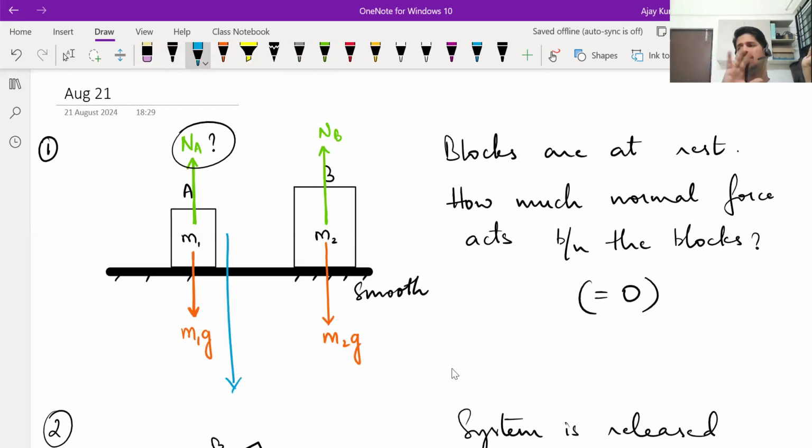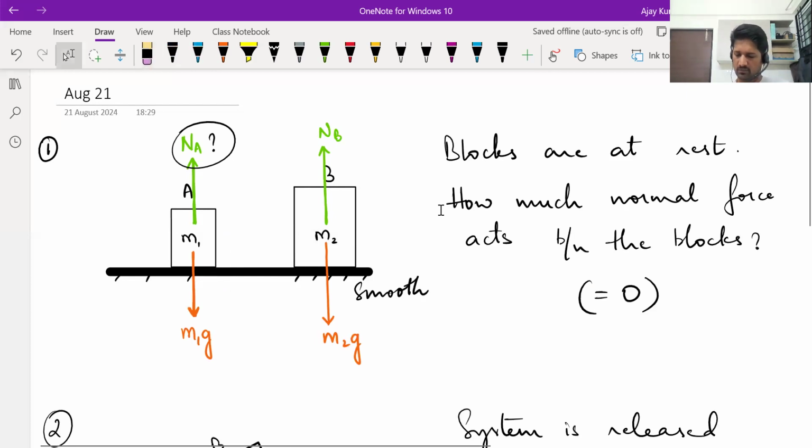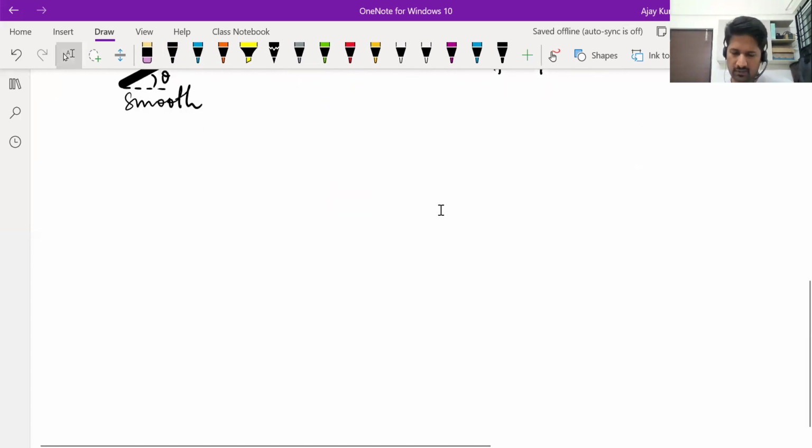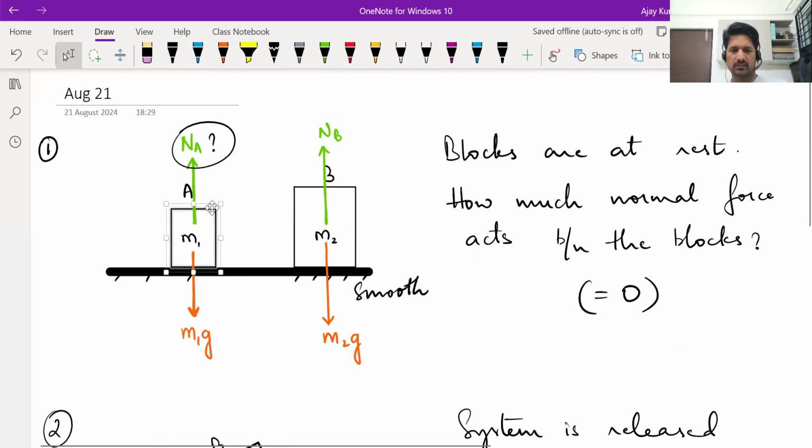So the surface will have to exert a force to prevent it from falling because it's a solid surface and that surface is not moving. It's a fixed surface, no? So it cannot allow A to move down. That's why it will have to exert a normal force. That's why they push against each other. Okay, let's consider a simple situation now, another one. Before we come to this question, let's say there are two blocks like this.